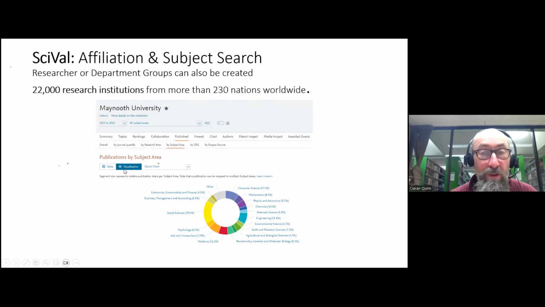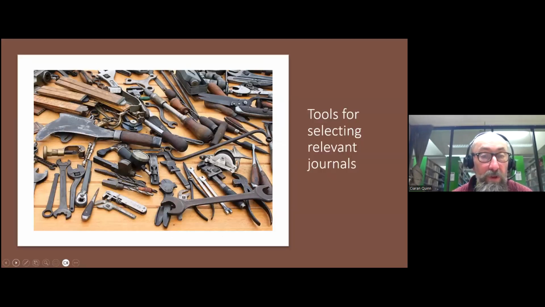Particularly if you know they're a top ranking university, you can see what they're up to. And you see loads of ways of filtering them. I just have it there by published. And there you can go by journal quartile, research area, sustainable development goals. If you want to find out where research around sustainable development goals is being published, you can look at that as well. And there's a little chart of Maynooth by subject area, where we're currently publishing. And again, you can dig down into that if that's something you think would be useful.